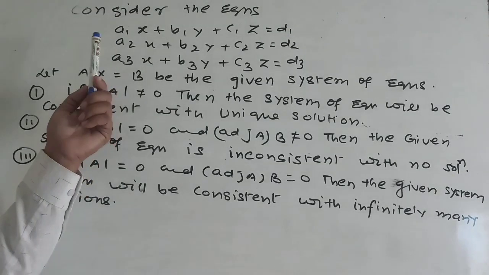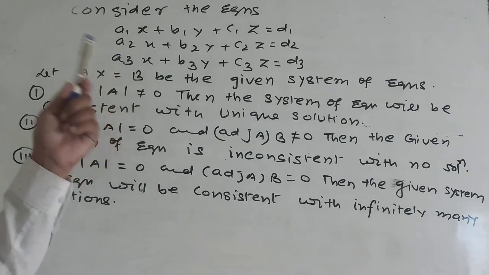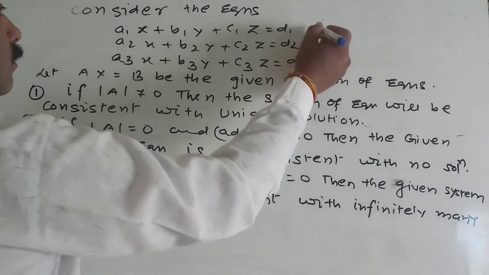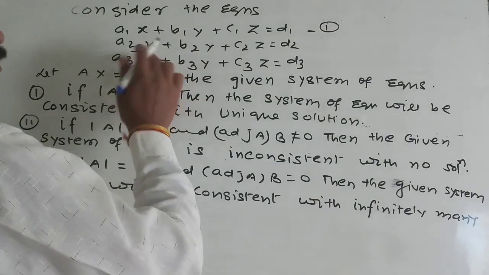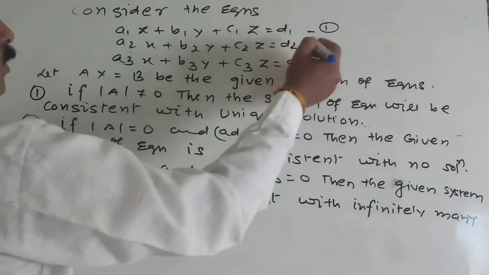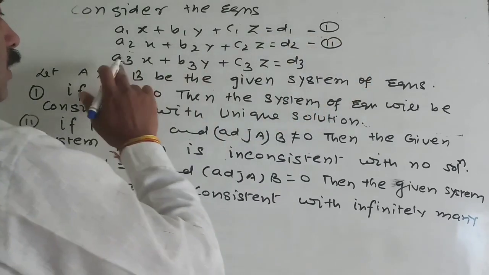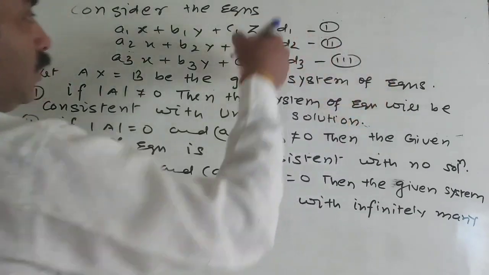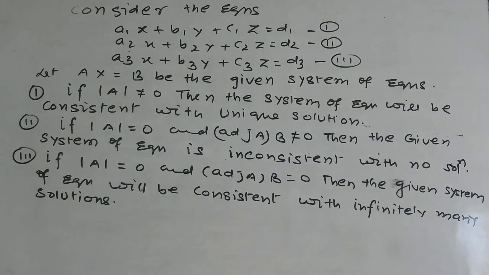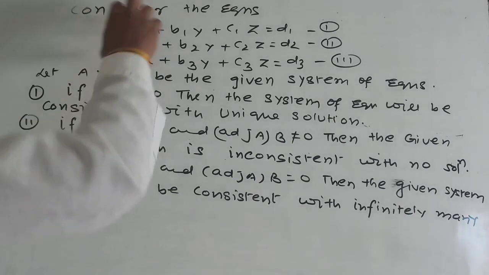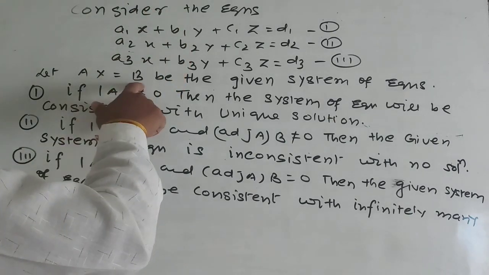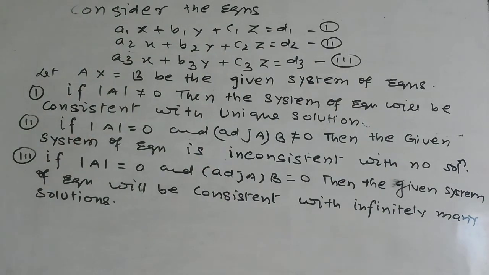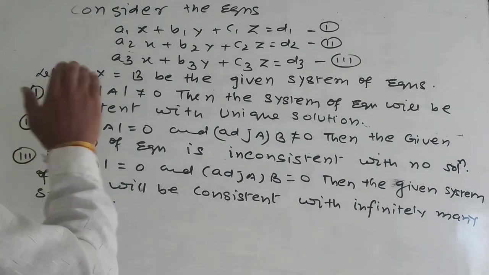Here we have considered the three general equations. The first equation is a1x plus b1y plus c1z is equal to d1. Second equation is a2x plus b2y plus c2z is equal to d2. And the third equation is a3x plus b3y plus c3z is equal to d3. Now we assume that these three equations can be written as Ax is equal to B in matrix method.